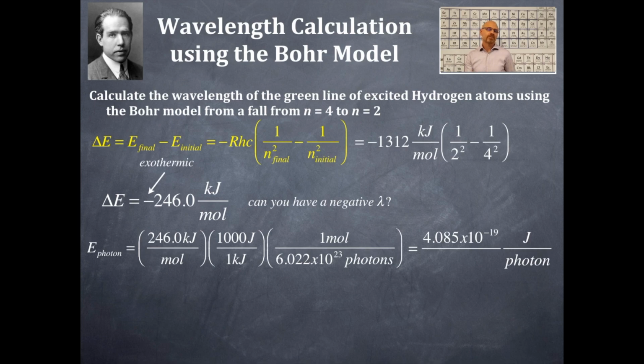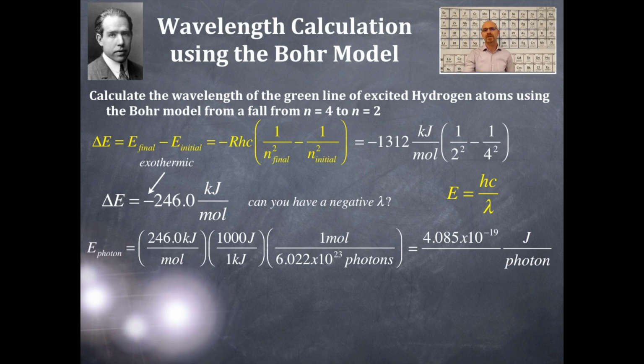Now, what we're going to do is remember a previous equation which we have used before, and that is this one here. E is equal to hc divided by lambda. That is, energy is equal to Planck's constant times the speed of light divided by the wavelength. So what we are solving for on this problem is the wavelength. So we're going to rearrange this equation and solve for wavelength. I'm going to do that right now, and here's what I got.